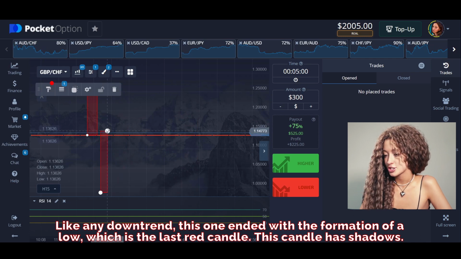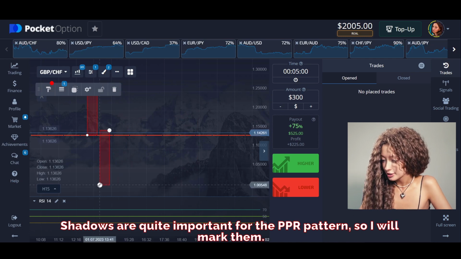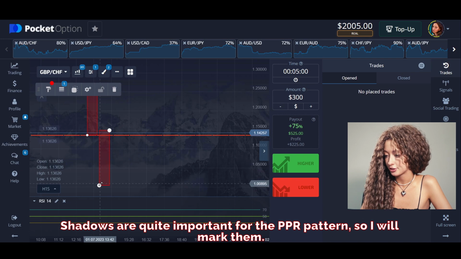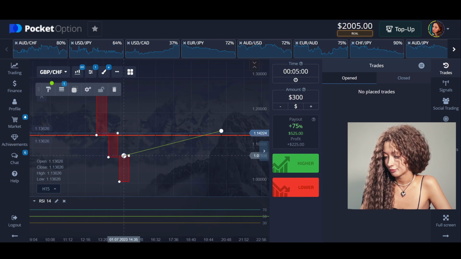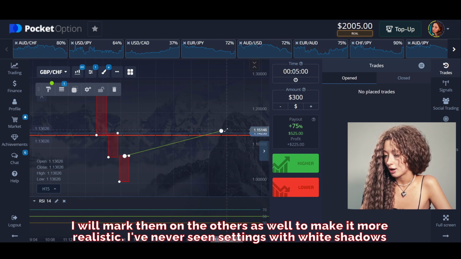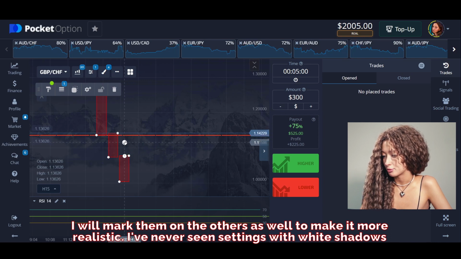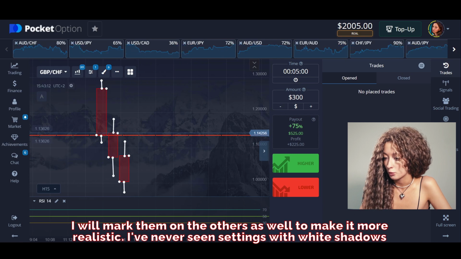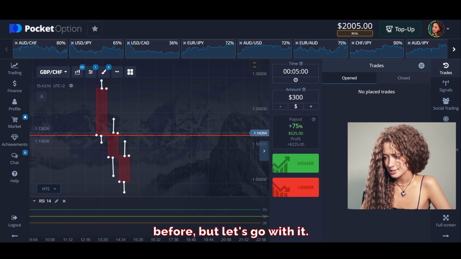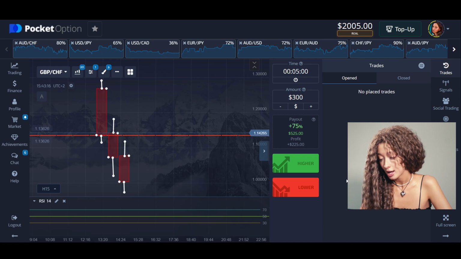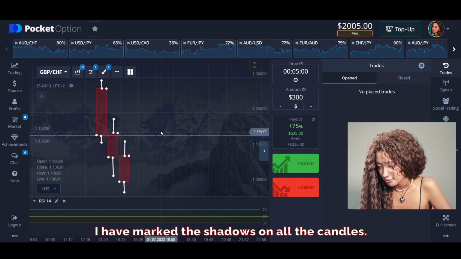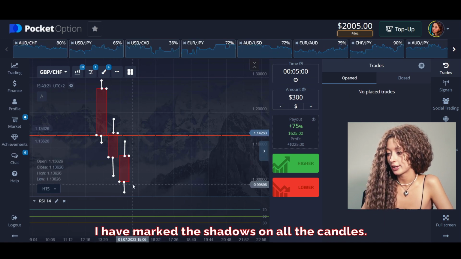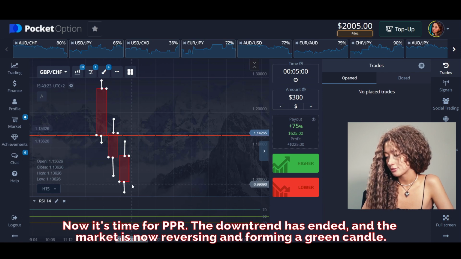This candle has shadows. Shadows are quite important for a PPR pattern, so I will mark them. I will mark them on the other candles as well to make it more realistic. I have never seen a setting with white shadows before, but let's go with this, okay? So, I have marked the shadows on all candles. Now it's time for PPR.